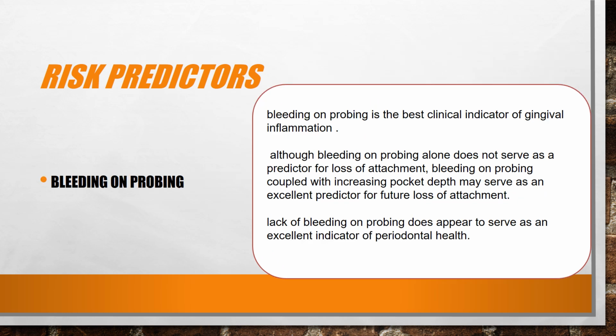Coming to the next risk predictor, bleeding on probing. Bleeding on probing is the best clinical indicator of gingival inflammation, but its presence alone will not indicate future attachment loss. Although bleeding on probing alone does not serve as a predictor, when it is coupled with increased probing depth, it may act as an excellent predictor for future loss of attachment. Also, the lack of bleeding on probing does appear to serve as an excellent indicator of periodontal health.